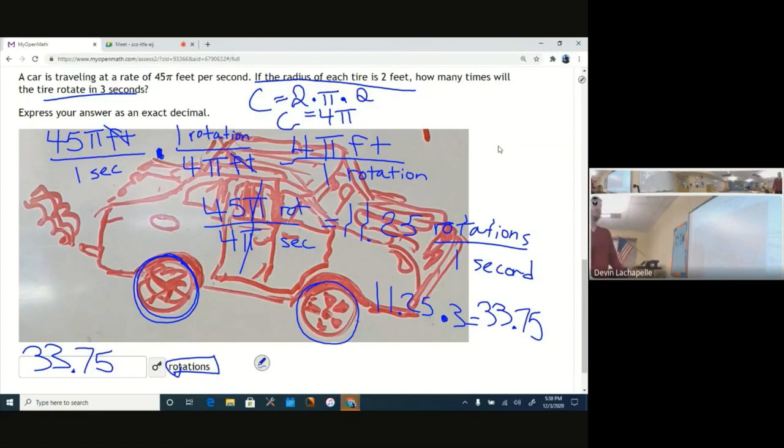So again, this is another pretty tough one. You have to have, in this case, your science classes may have come in handy. We just took our 45 pi feet per second, divided it by our feet per rotation, right? So we could just get how many rotations a second. And then we just multiply it by 3.